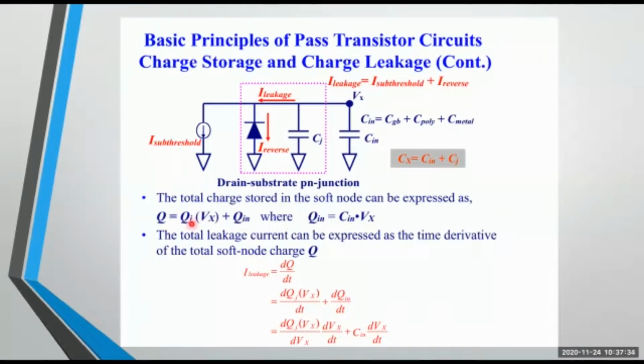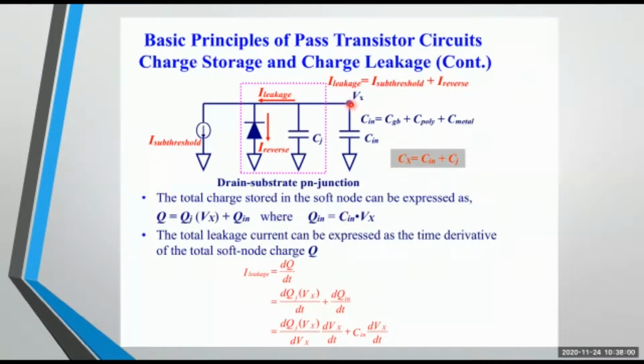So that is the junction charge Qj(Vx) plus Qin, where Qin is given by a basic formula, which we even studied: Q equal to CV, or C equal to Q by V. It's the basic definition of a capacitance. So Qin equal to Cin into Vx. So the total leakage current can be expressed and explained in terms of Vx.